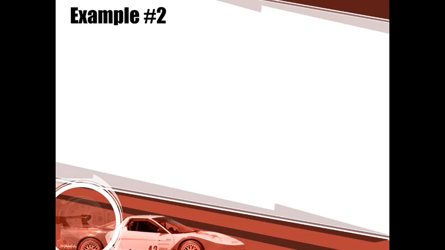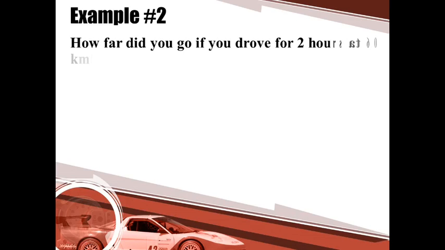Example number 2. Do this one on your own. On your mark, get set, go. When you do this, the first thing you must do is give me the formula S equals D over T. At this point, I don't care if you put in the numbers first or rearrange the equation first. Either way, you're going to get the same thing.